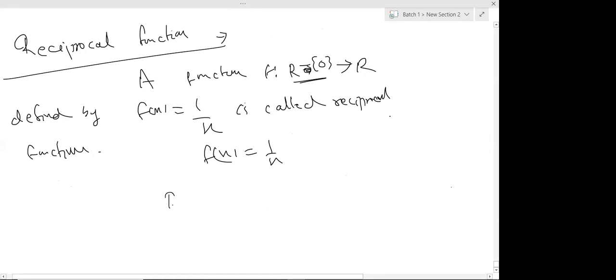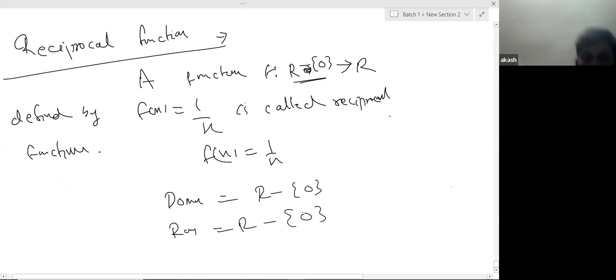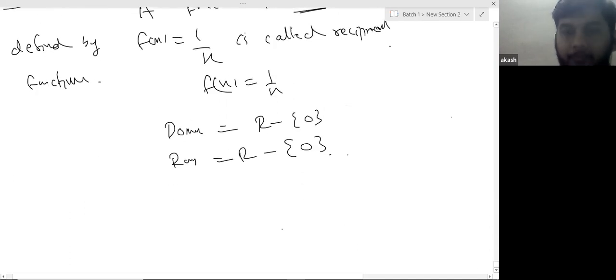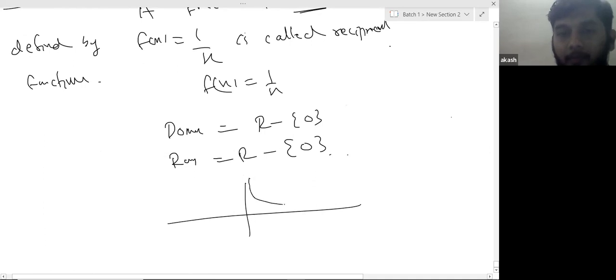Yes, sir. So domain here is R minus 0. The range is also R minus 0. Clear? Yes, sir. Clear. Graph looks like this. This is called rectangular hyperbola.